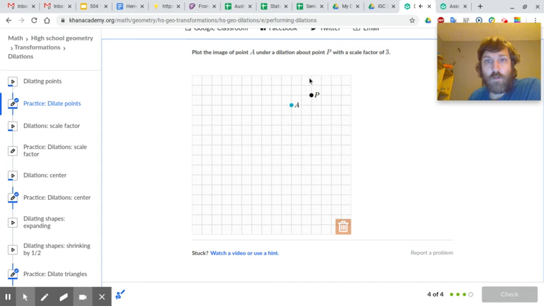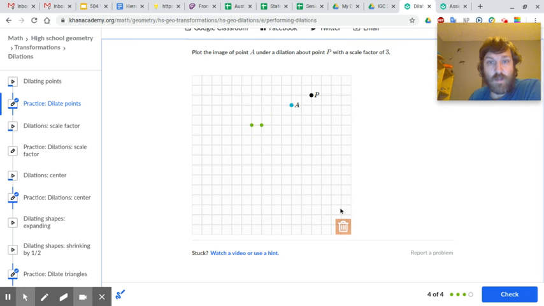All right, another one, scale factor of 3. So A is 2 over, down 1. So I need to go that 3 times. So 6 would be times 3. So 6 over, 3 down. And you can see, if you were to look, you've got 1, 2, 3 of the same movement.